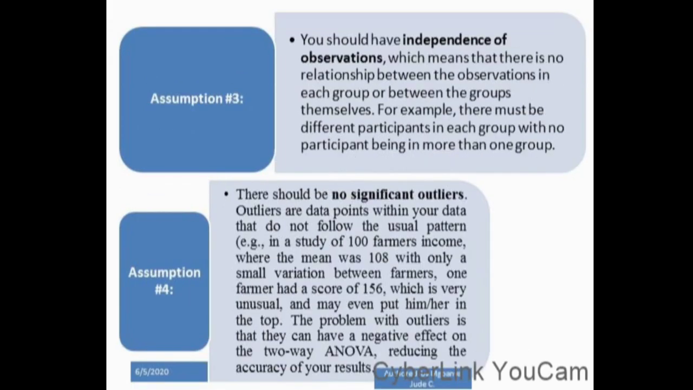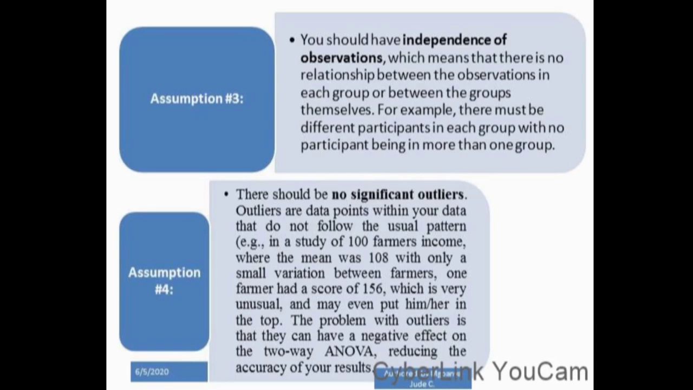Assumption 3 says that you should have independence of observation, which means that there is no relationship between the observations in each group or between the groups themselves. For example, there must be different participants in each group, with no participant being in more than one group. What do you mean by that? For instance, educational level, the different groups there are primary, secondary, and tertiary. Someone in primary school cannot at the same time be in secondary school, and someone in secondary school cannot at the same time be in tertiary. So once your independent variable is like that, you can use two-way ANOVA to run your analysis.